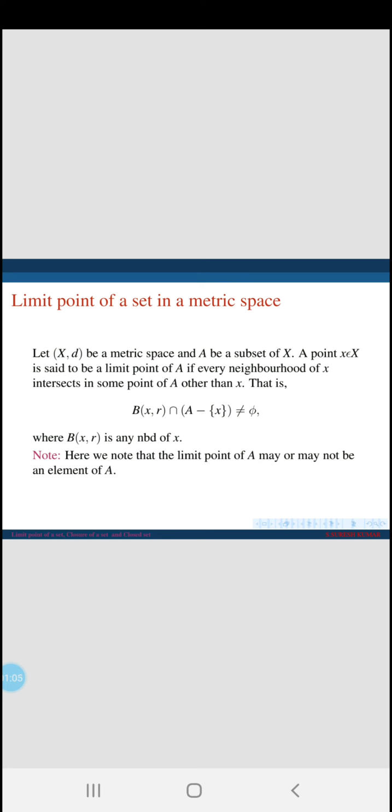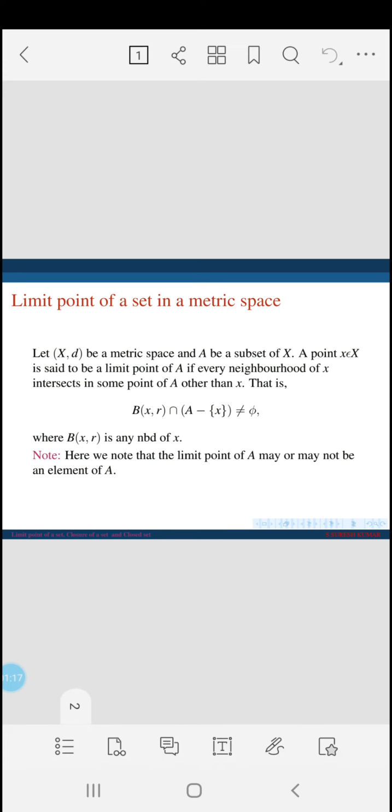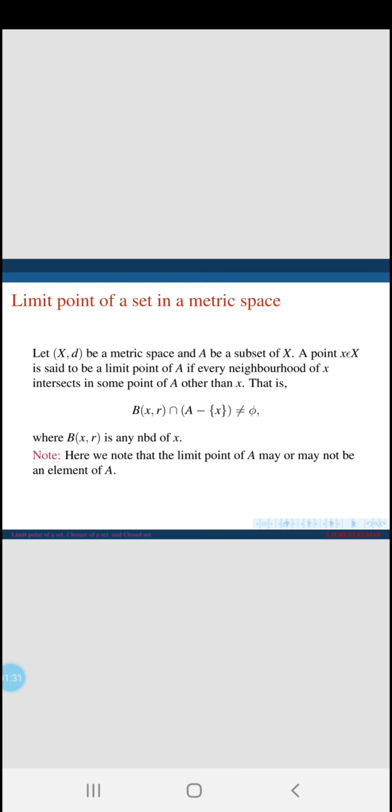Here B(x, r) denotes the open ball centered at x with radius small r, and B(x, r) is any neighborhood of small x. From the definition, we note that the limit point of A may or may not be an element of A. That is, the limit point of A may lie outside of A also.